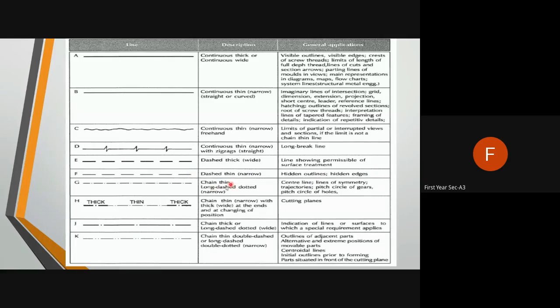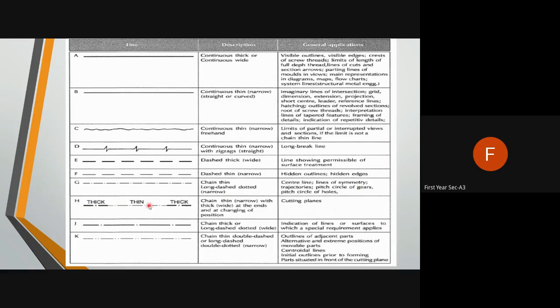Then chain thin long dash dotted narrow lines. This is also known as center lines. Center lines means what? Suppose there is a circle and you want to show the center of the circle, then it is shown by this center line. So center lines are used for lines of symmetry. Symmetry means equal parts. Also trajectories and pitch circles of gears. If you want to draw a gear, then in that case also the center lines are mostly used.